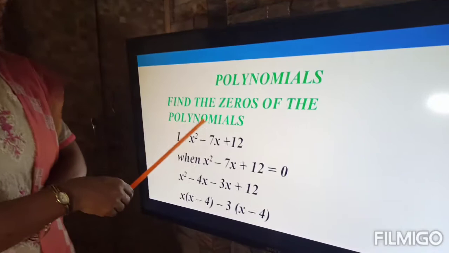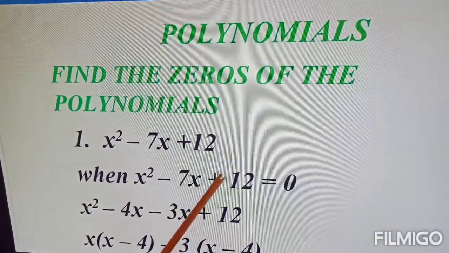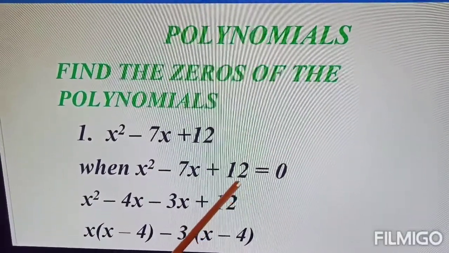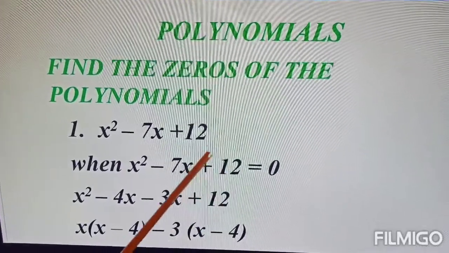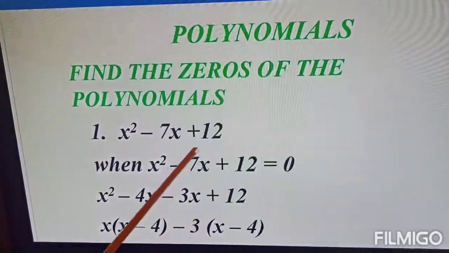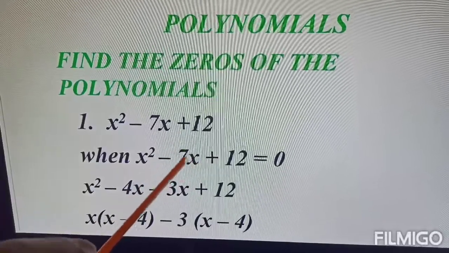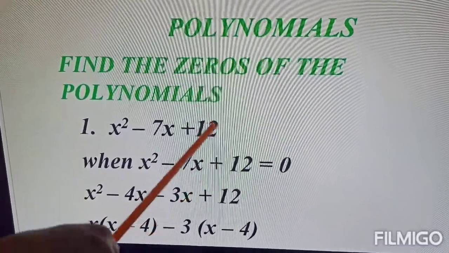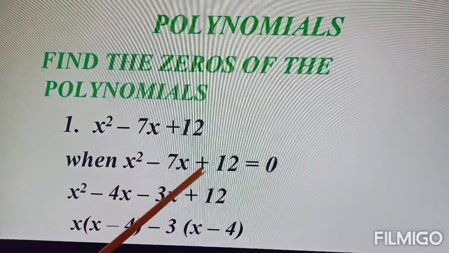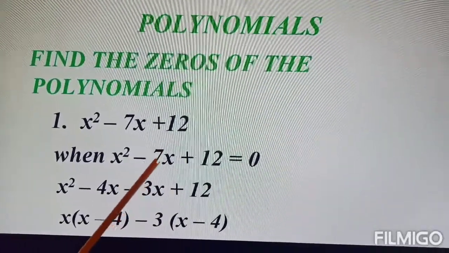First one, x square minus 7x plus 12. When x square minus 7x plus 12 is equal to 0, then factorize the 12. What are the factors of 12? Here plus is there, no? By adding the factors of 12, we have to get the middle term. If it is minus, by subtracting the factors of 12, we have to get the middle term. Here plus is there. By adding the factors, we have to get the middle term.